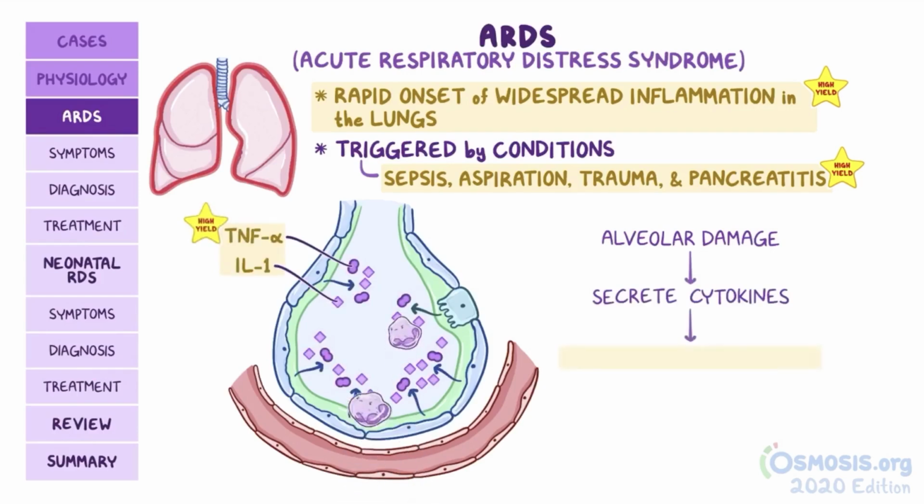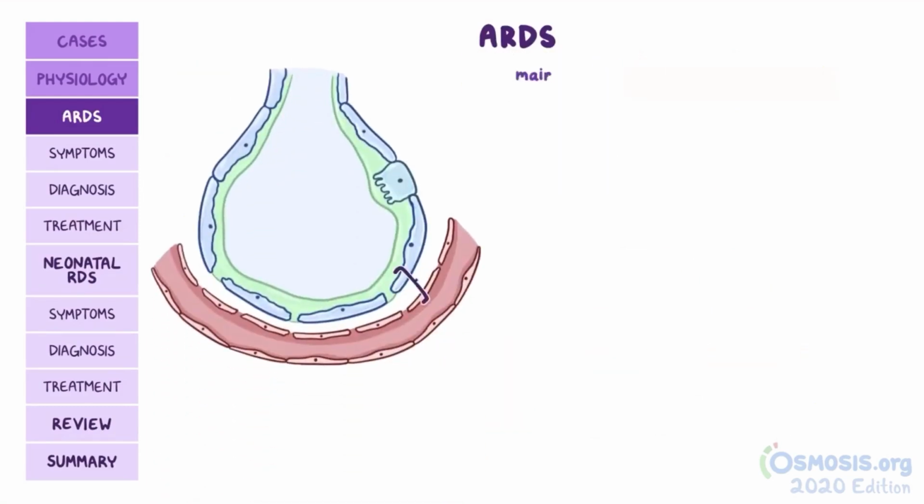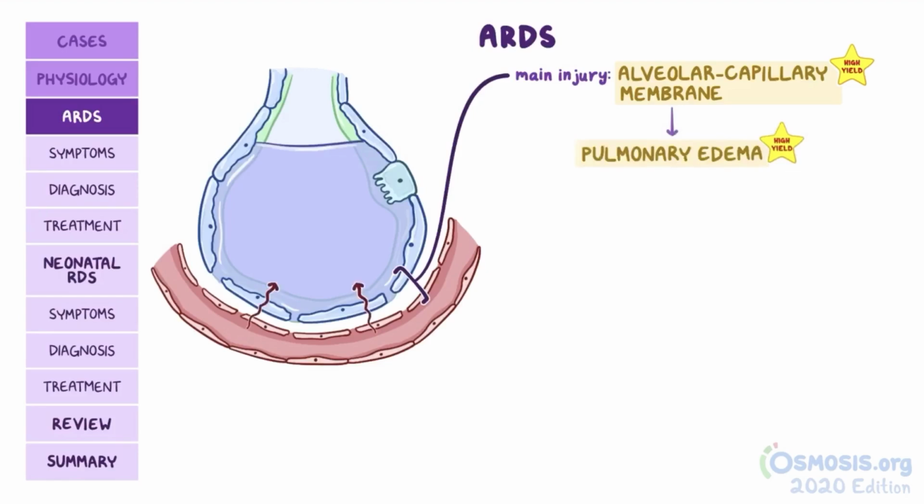This subsequently leads to neutrophil recruitment, and they will release toxic mediators like reactive oxygen species and proteases, which will damage the lungs even more. You'll need to know that the main site of injury is the alveolar capillary membrane, which becomes more permeable, causing fluid to move into the alveoli, resulting in pulmonary edema. This fluid can impair gas exchange, leading to hypoxemia.